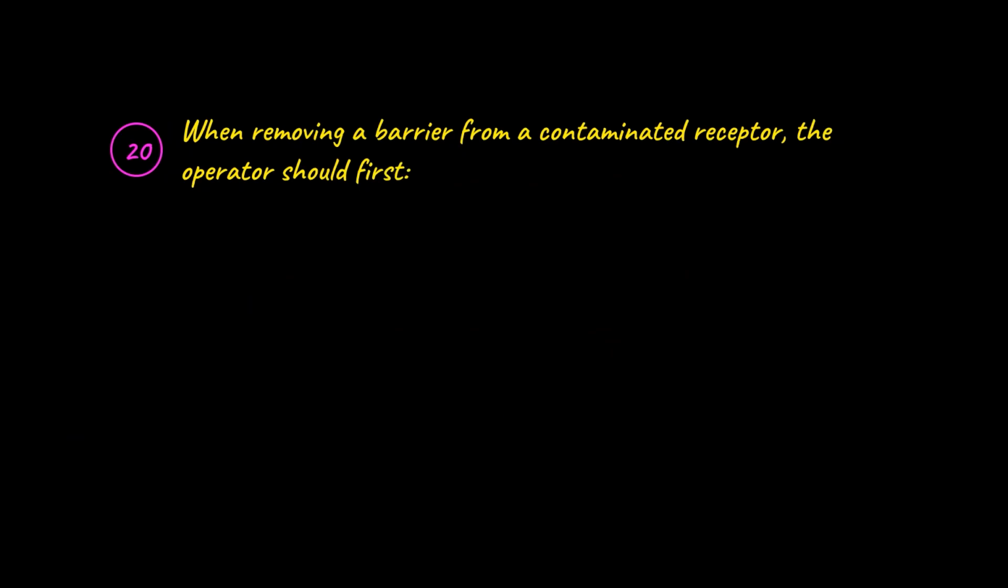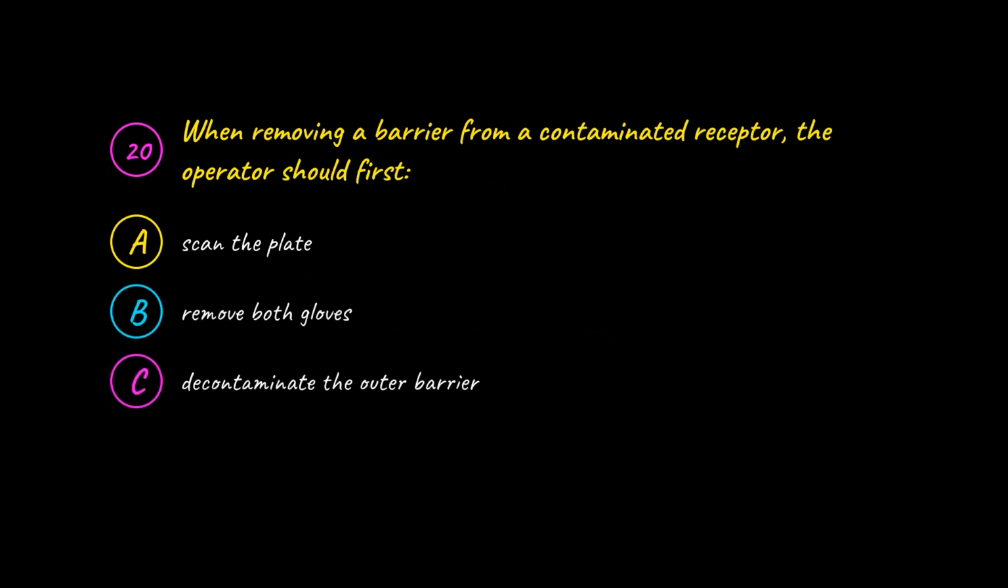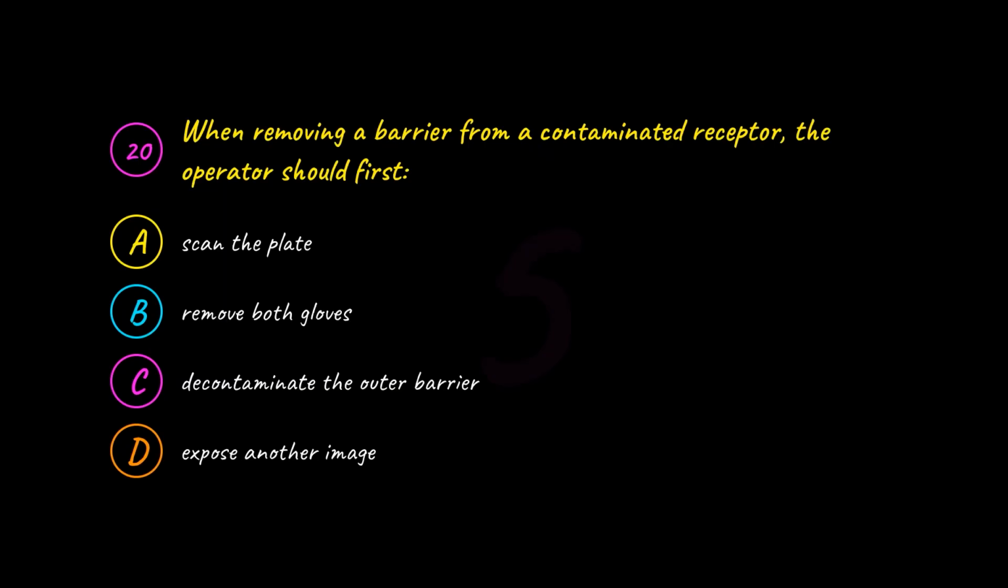Question 20. When removing a barrier from a contaminated receptor, the operator should first. Your options are A. Scan the plate. B. Remove both gloves. C. Decontaminate the outer barrier. D. Expose another image. What's your answer? Commit to one before I continue.